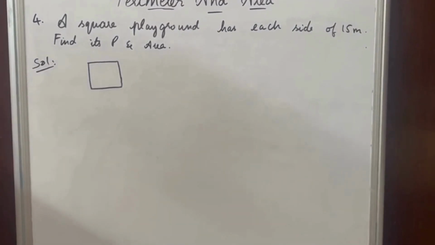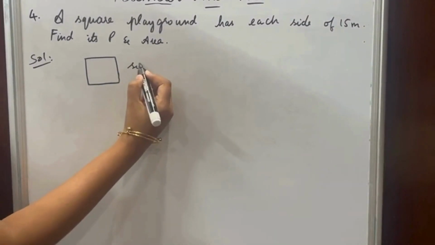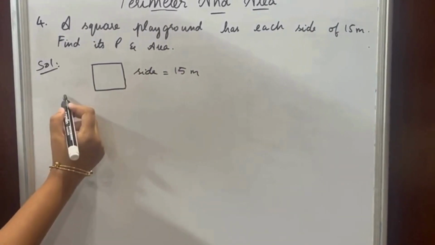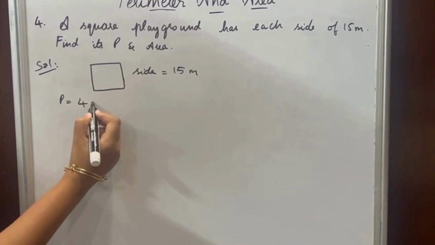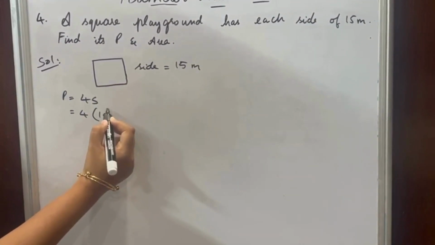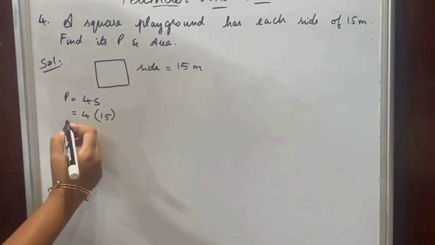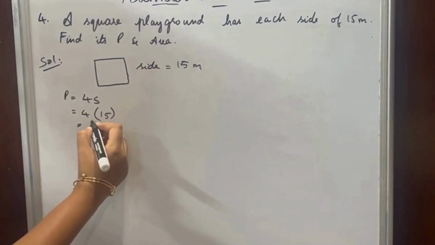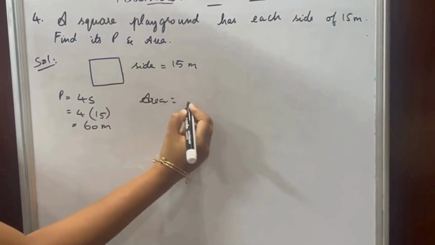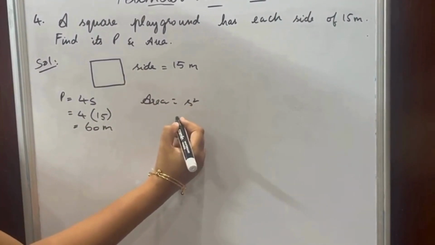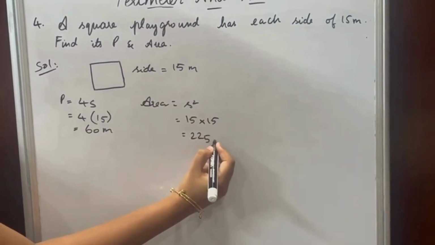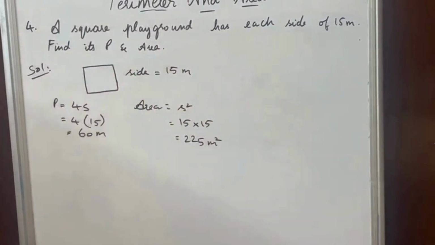The next question is: a square playground has each side of 15 meters. Find its perimeter and area. The side of the square is given as 15 meters. So the perimeter of the square is 4S. Just now we derived it. So it is 4 times 15, which is 60 meters. What would be the area of the square? It is side into side, side square. 15 into 15, that's 225 meters square.